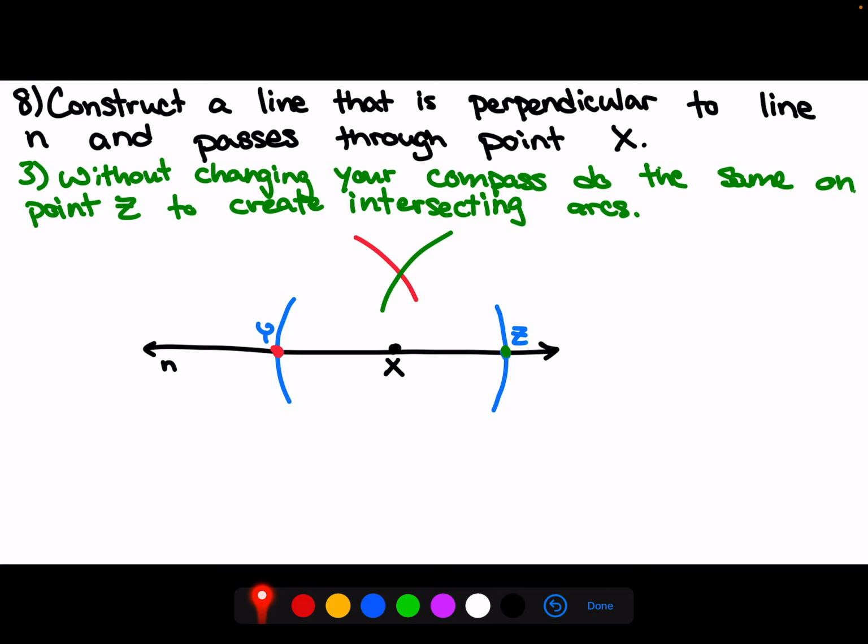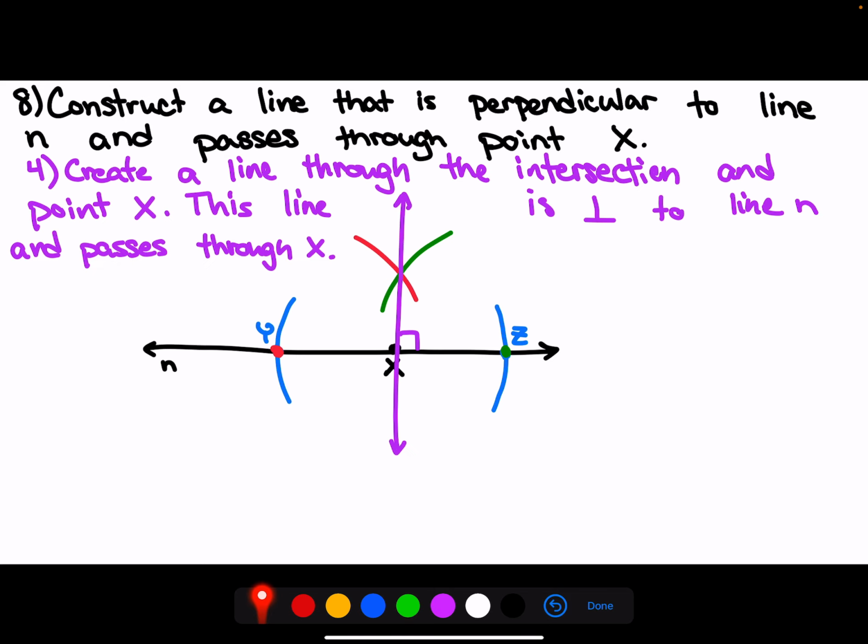At this point, you're going to line up point X and these intersecting arcs. And you're going to draw a line segment through these 2. This will create a perpendicular line to line N that passes through point X. And this construction is now complete.